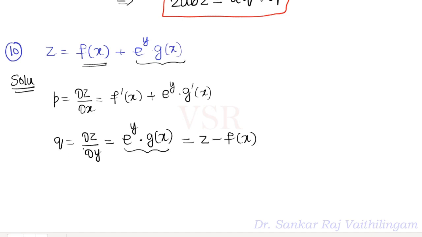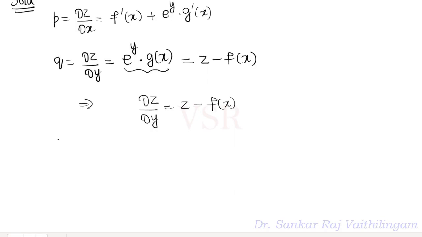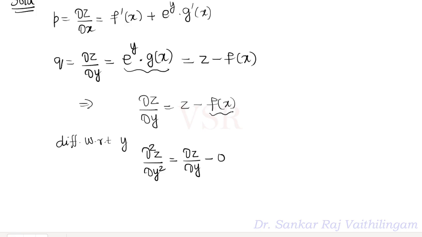ஓகே, q which is equal to dou z by dou y, அது வந்து எப்படி இருக்குன்னா e to the power y into g of x ன்னு இருக்கு. இந்த e power y into g of x அப்படிங்கிறது யாரு அப்படின்னா z minus f of x. அப்போ this implies that dou z divided by dou y which is equal to z minus f of x இப்படி இருக்கு. இப்போ again differentiate with respect to y, ஏன்னா அப்பதான் இது 0 ஆகும். அப்ப என்ன கிடைக்கும்? dou square z divided by dou y square which is equal to dou z divided by dou y minus 0. இது function of x alone, y இல்ல, அதனால 0 ஆயிடும்.